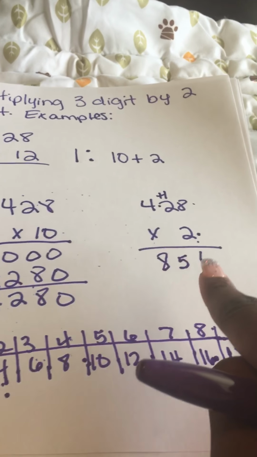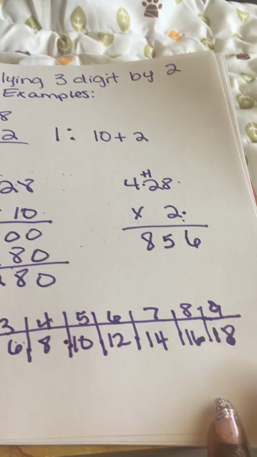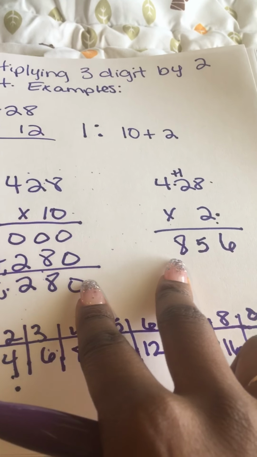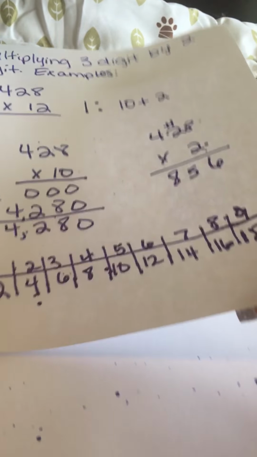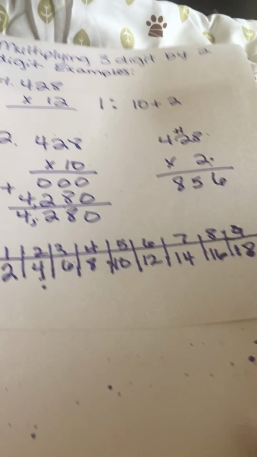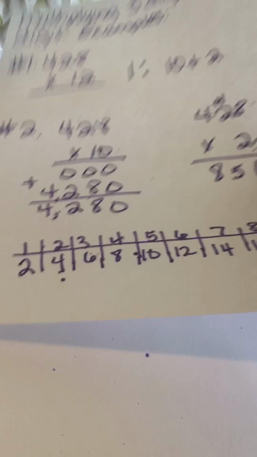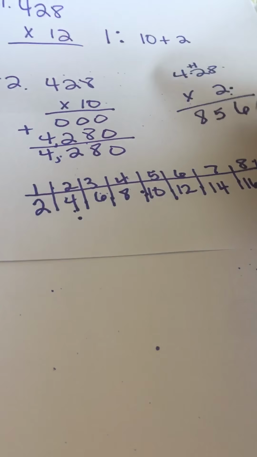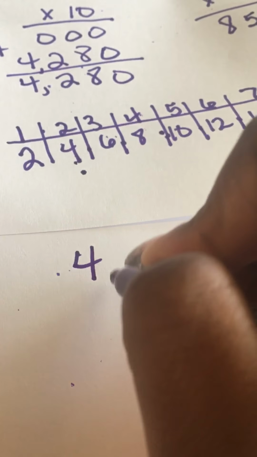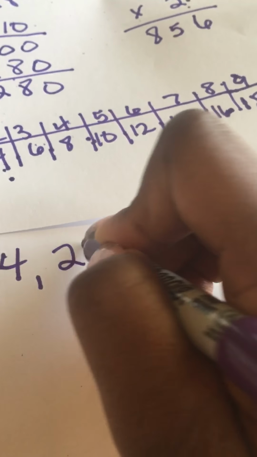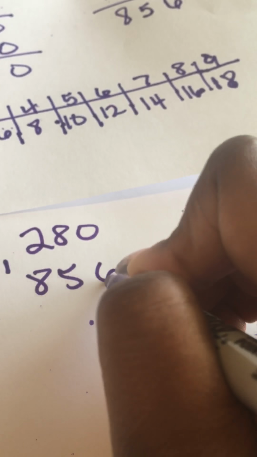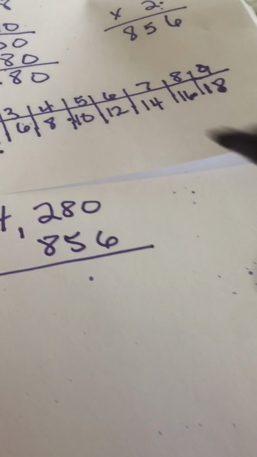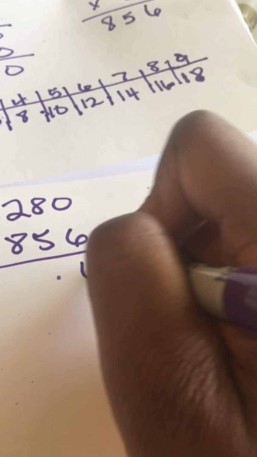Okay, so now you're left with two numbers. You have this number and you have this number. So what you're going to do in the end is you're just going to add these two numbers together. That's all you're going to do. So let me scoot this up so you can see. So you're going to take the numbers 4,280 and add 856.